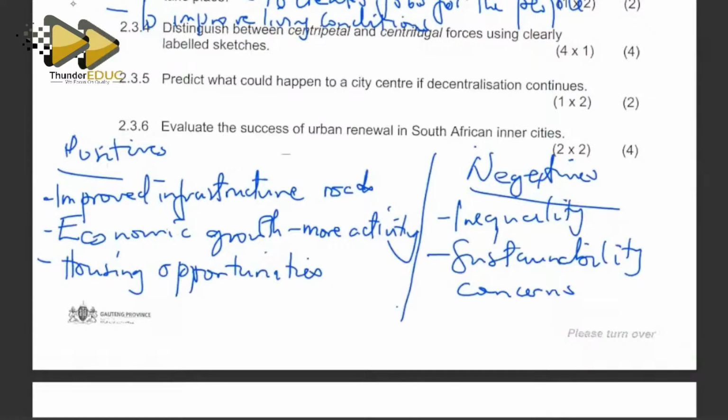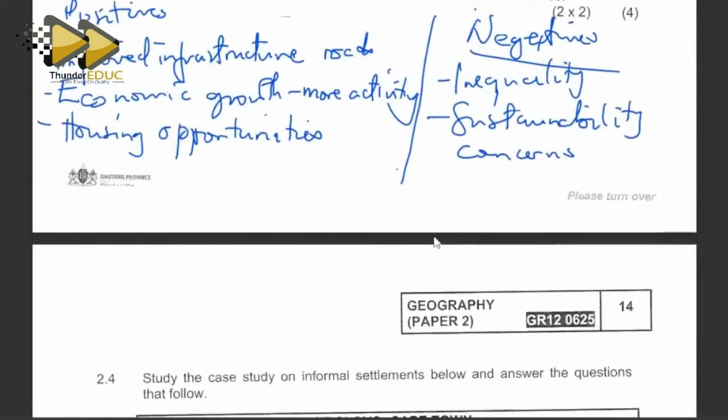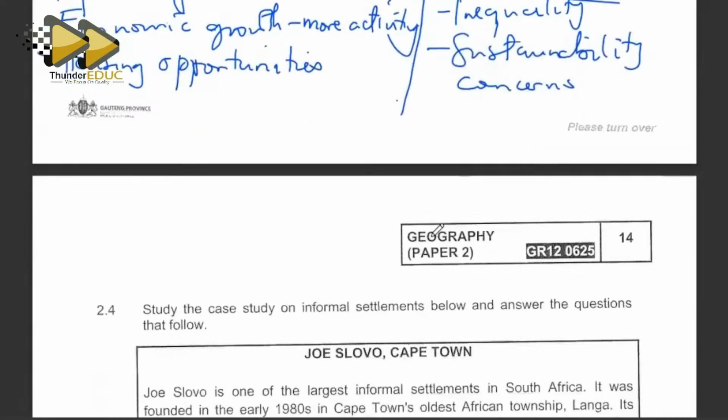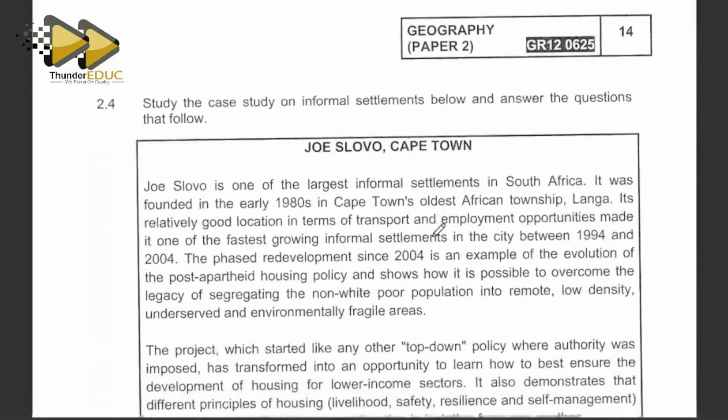So we need to check also on issues like sustainability concerns. Is that going to last? Inequality. People who are supposed to benefit did not benefit from urban renewal. There are people staying in informal settlements who could also have benefited, but they are not benefiting anyhow from the whole process.